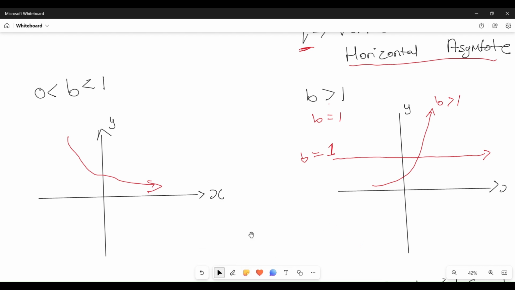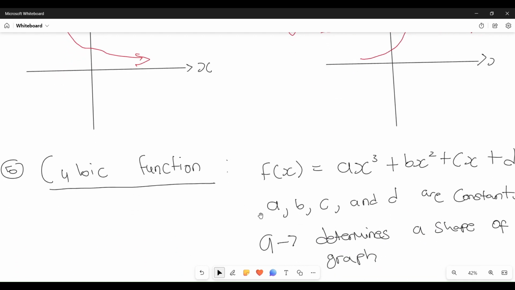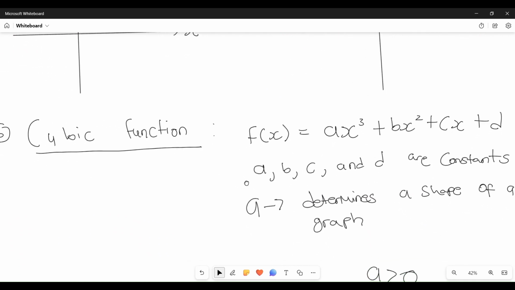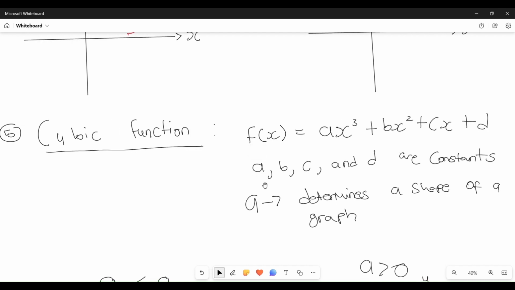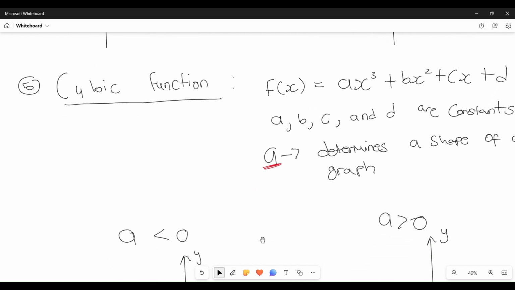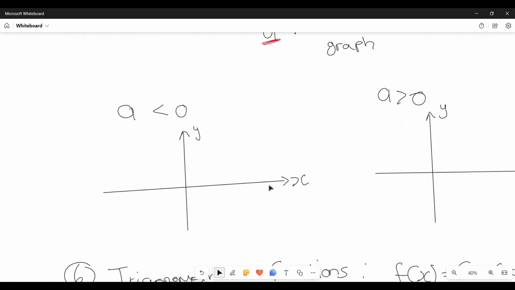Okay, so now moving on to another one, we have a cubic function. We can represent a cubic function in this form, whereby we say f of x equals ax cubed plus bx squared plus cx plus d, whereby a, b, c, and d are our constants, but a will determine the shape of the graph. So now how does a determine the shape of our graph?